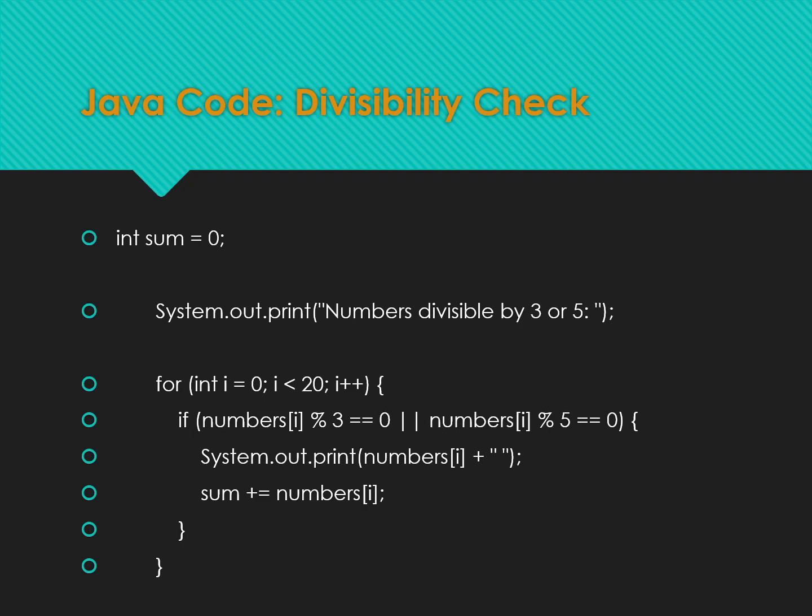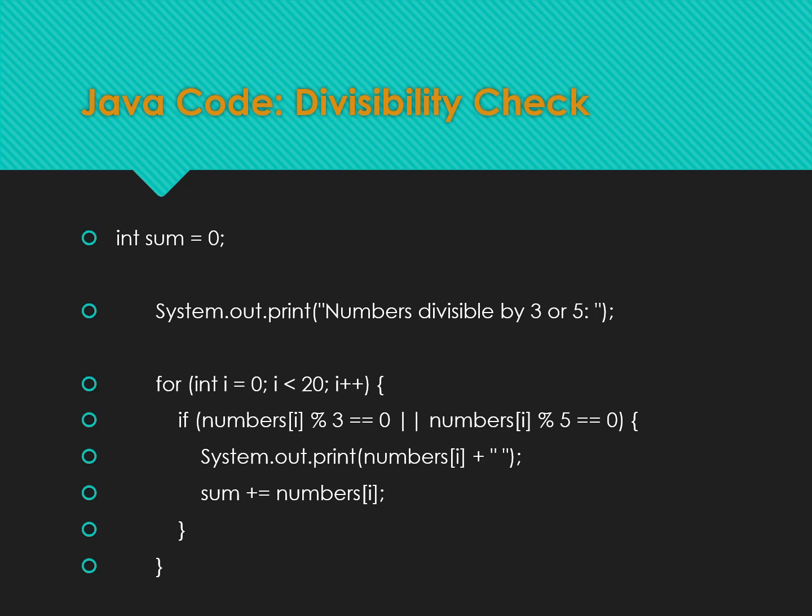In this slide, we perform the main logic, identifying and summing numbers that are divisible by 3 or 5. We start by initializing a variable sum to 0. This variable will keep track of the total sum of the numbers that meet our condition. We then print a message to indicate that the following numbers in the output will be the ones divisible by 3 or 5. We loop through all 20 numbers stored in the array.